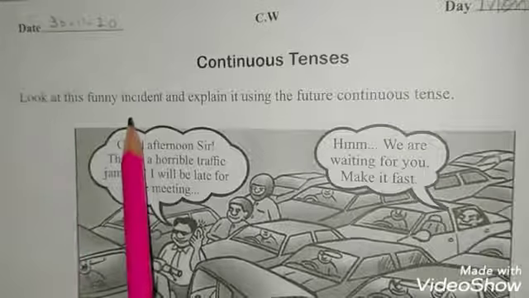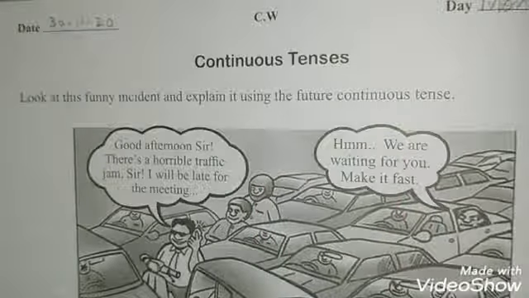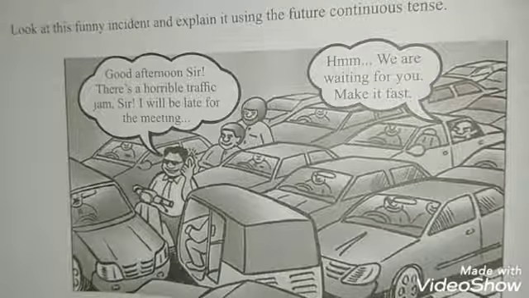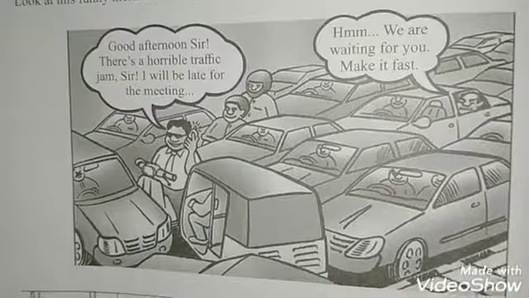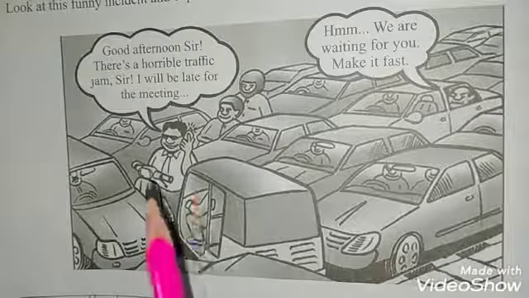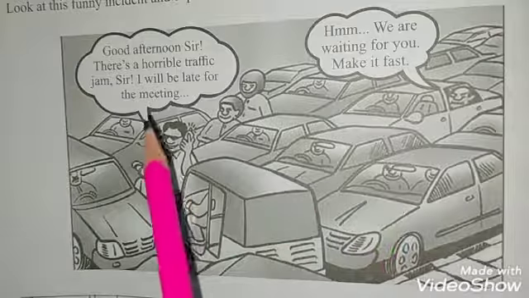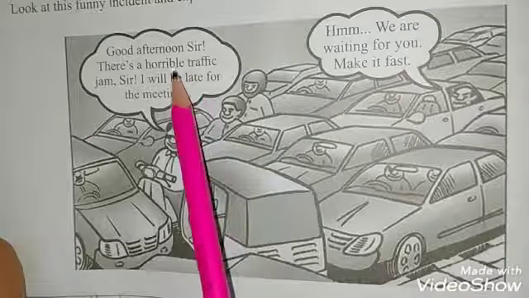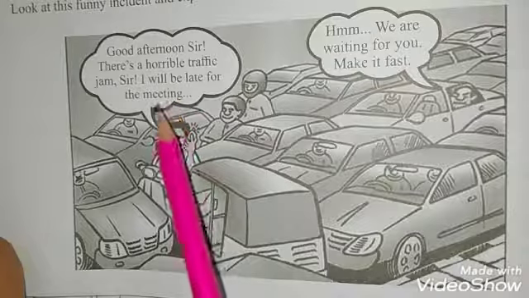Look at this funny incident and explain it using the future continuous tense. This means you have to explain this picture in future continuous tense, and you know the future continuous tense has helping verb will be or shall be. So let's check the picture first. Look at it carefully. It's a picture of a traffic jam, and let's check what this person is saying. Good afternoon, sir. There is a horrible traffic jam, sir. I'll be late for the meeting.